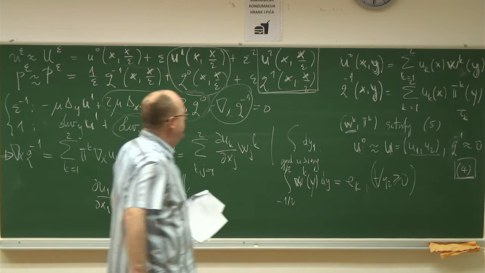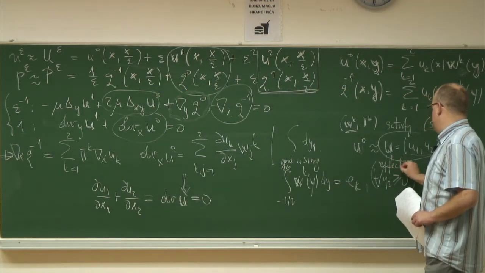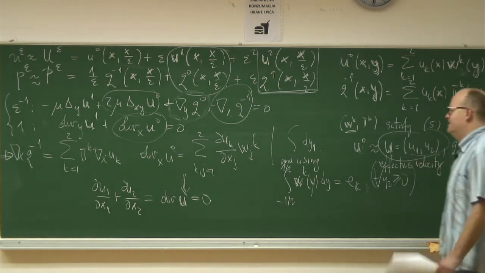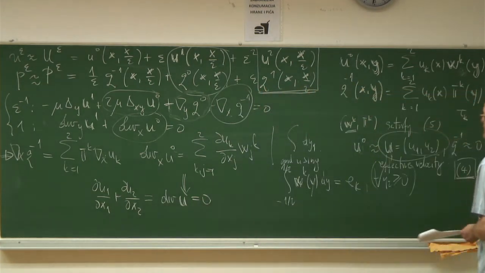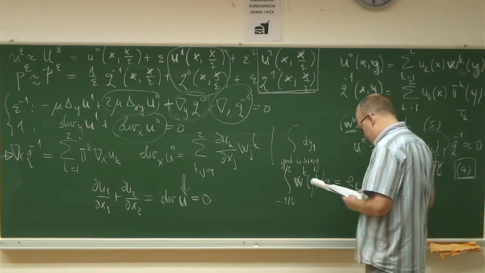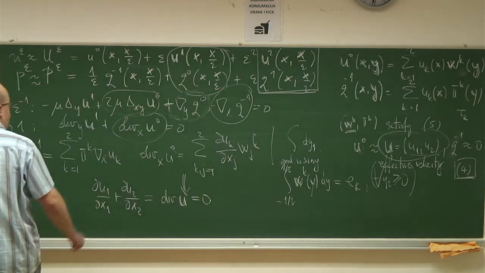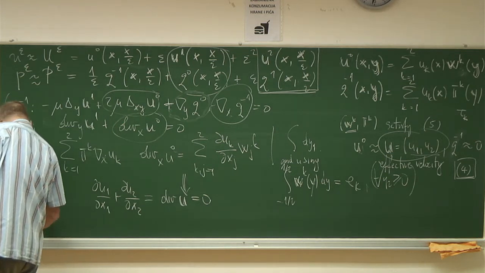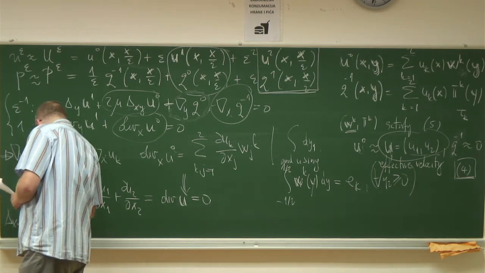So we deduce that our effective velocity satisfies the zero divergence condition. And now we still need to compute this guy here. This guy here can be computed as following.